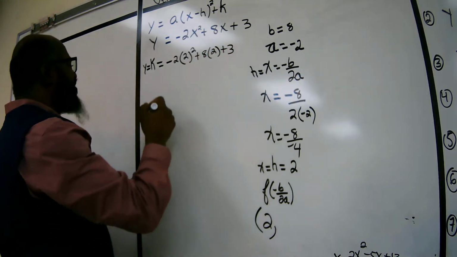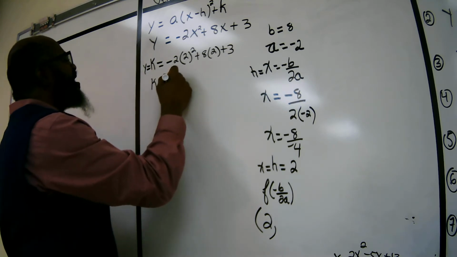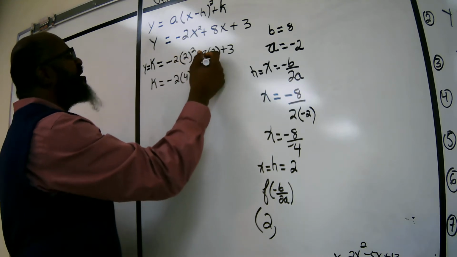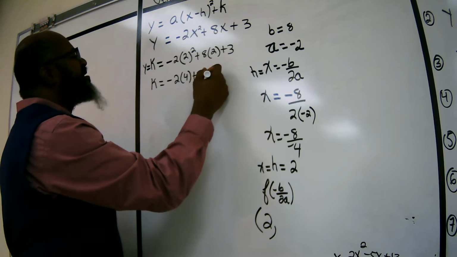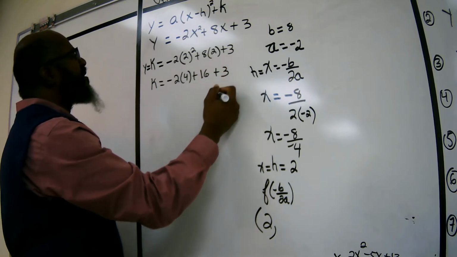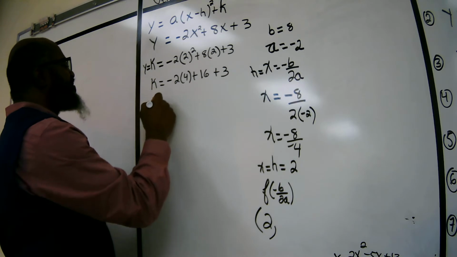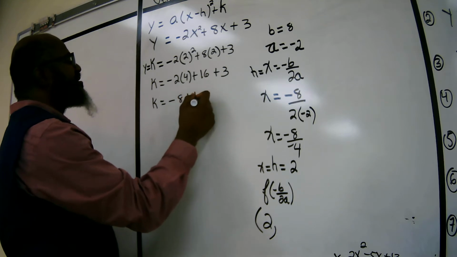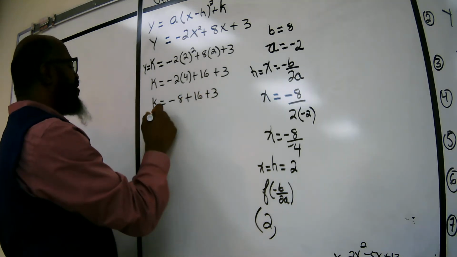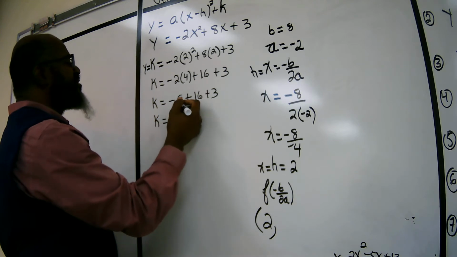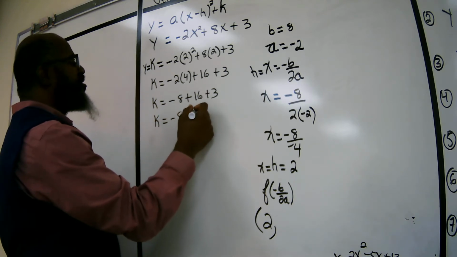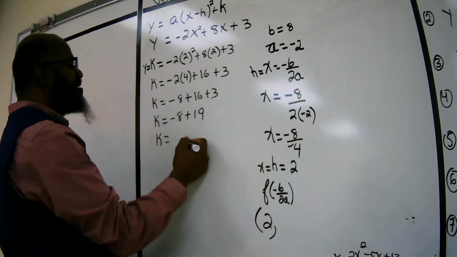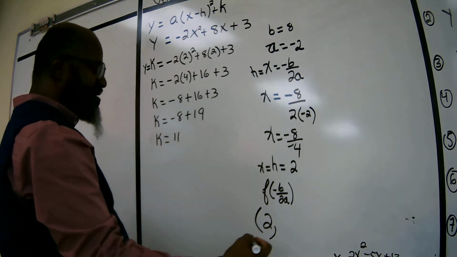That will be the easy version. So you will have negative 2 times 4. 2 squared is 4. 8 times 2 is 16, plus 3. In this case, k equals negative 8 plus 16 plus 3. You will have k equals negative 8 plus 19. Now k is 11. So your k is 11.